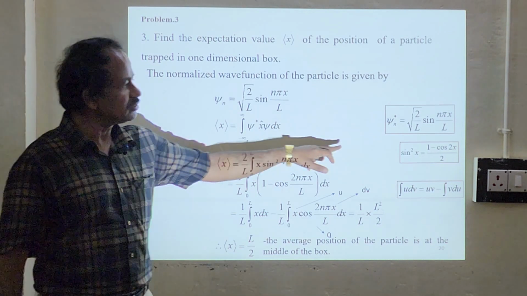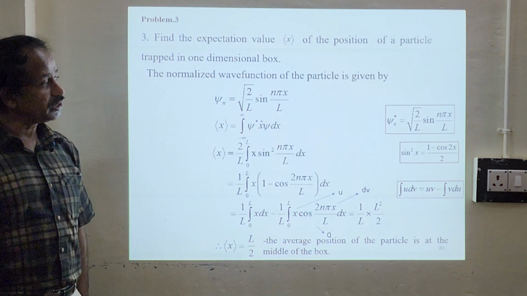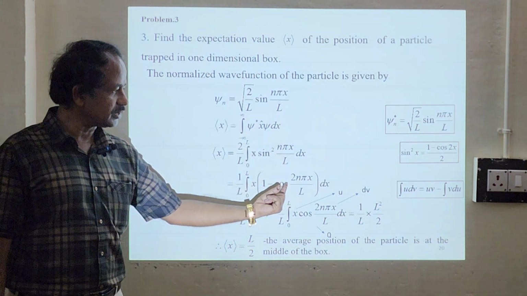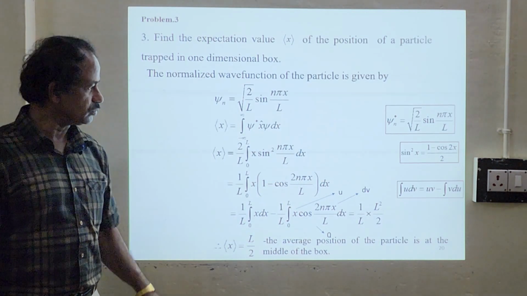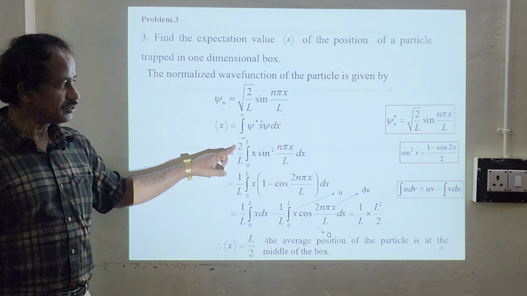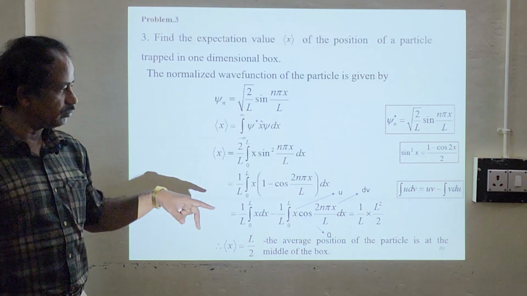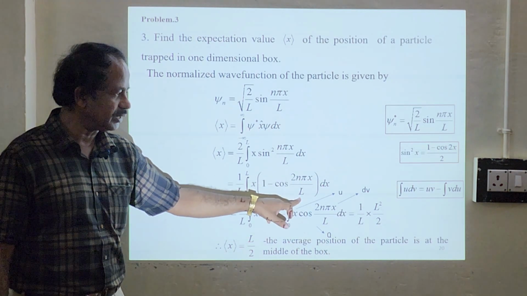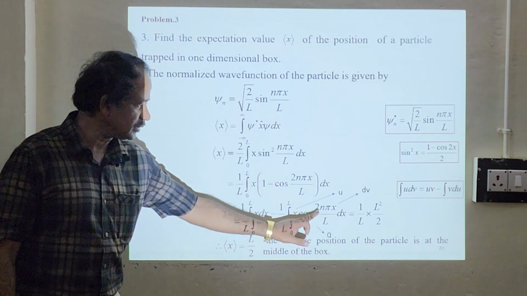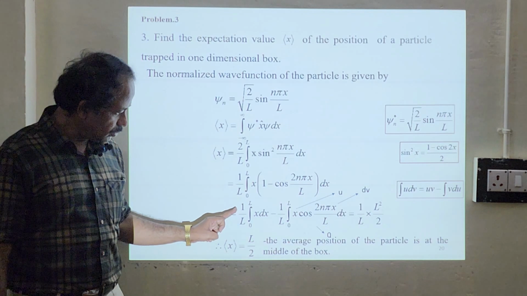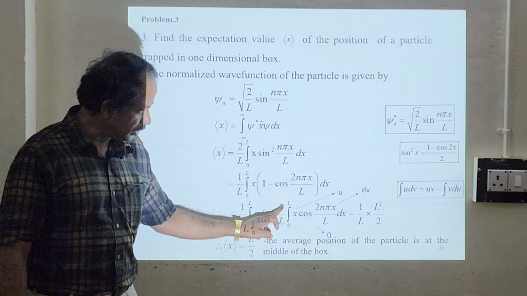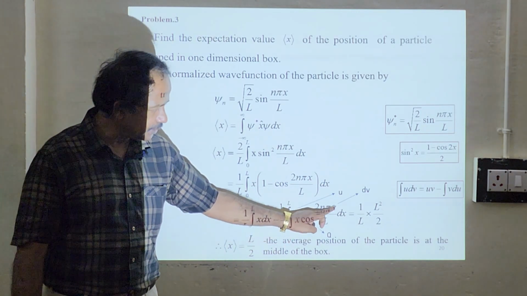Of course sin squared theta will be 1 minus cos 2 theta by 2. So instead of this I can substitute 1 minus cos 2 theta divided by 2. These 2 and that 2 will get cancelled, so you have 1 by L, and 1 minus cos 2 n pi x by L dx. You separate these two terms: now you have 1 by L integral of x dx, minus 1 by L integral of x cos 2 n pi x by L dx.